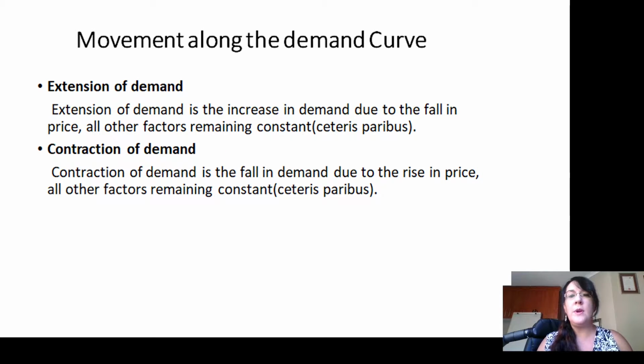So moving from point A to point B, or point B to point C, doesn't matter, or from C to A, we call that a movement along a demand curve. And when my price is decreasing, leading to the quantity demanded increasing, we call that an extension of demand. And when my price is increasing and my quantity demanded is decreasing, I call that a contraction of demand.